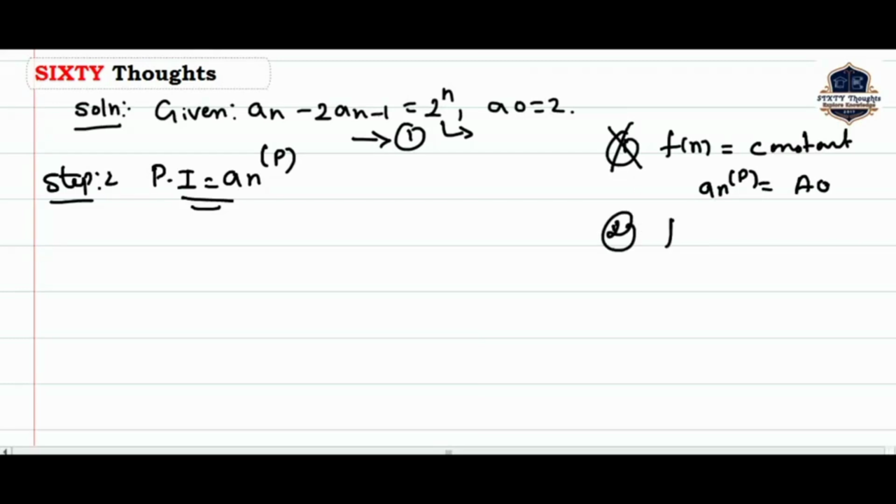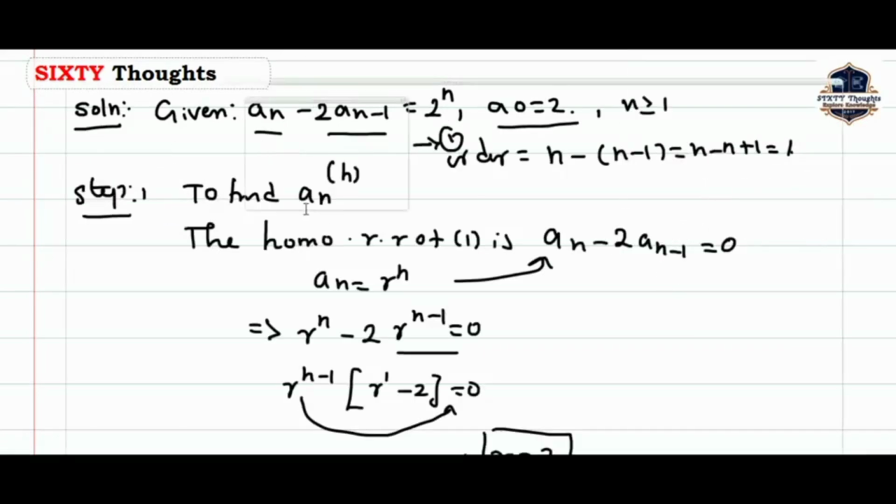Type 2: we consider f of n equal to alpha into b power n. Here we see 2 power n is there, so I am going to consider the alpha value as 1, and you get 2 power n only. And also we need to verify one more condition. What is the b value? b is 2. We need to verify whether this b value is a root of the given equation or not. What is the root of this equation?